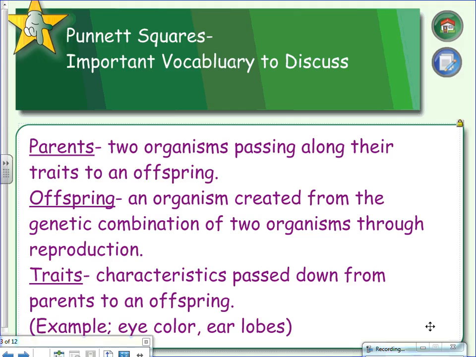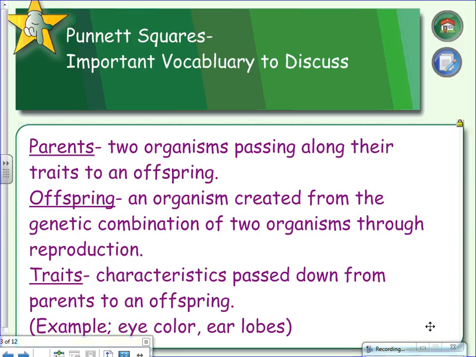So, before we move on to Punnett squares, you have to know some key vocabulary. The first set is pretty simple. Parents, they're what give the traits, okay? Offspring, fancy word for the baby, okay? What the parents make, and traits are the characteristics passed down. Okay? Eye color, earlobes, hitchhiker's thumb, your hair color.